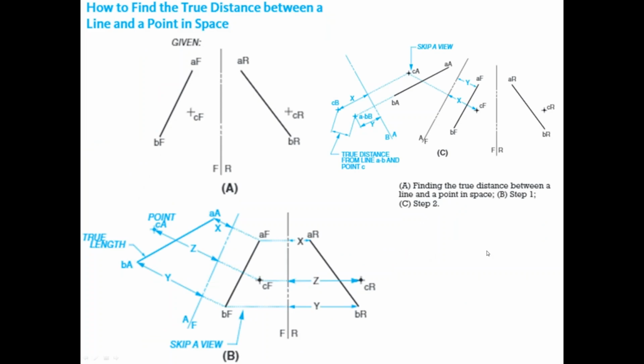And let's get to the topic of how we're going to find the true distance between a line and a point in space. Given a line on the front view and the right side view, always label them with points A, B, about the same points A, B, but in the different views. You have a front view, so you label A at the front view, B at the front view, A at the right side view, and B at the right side view.